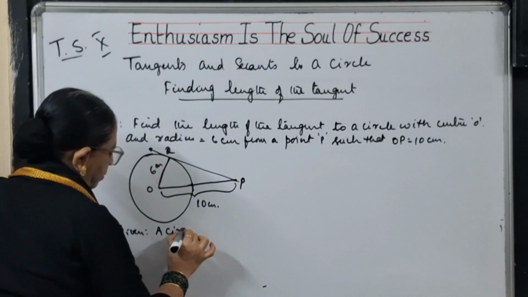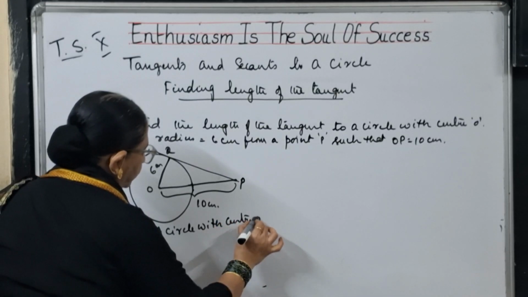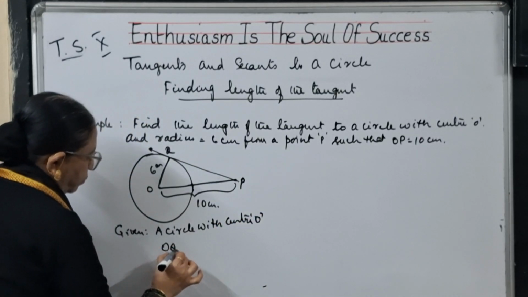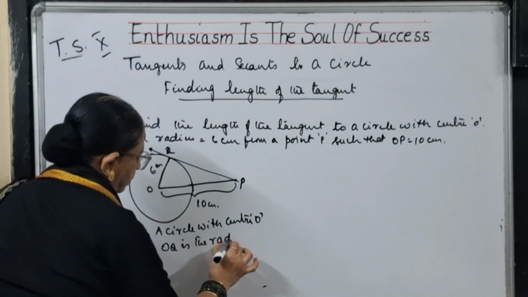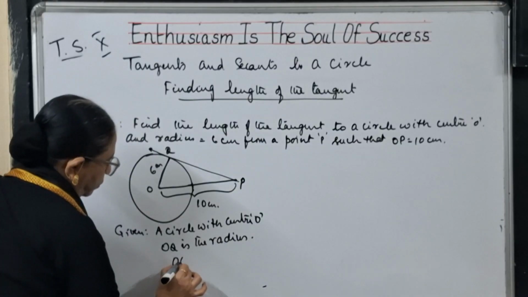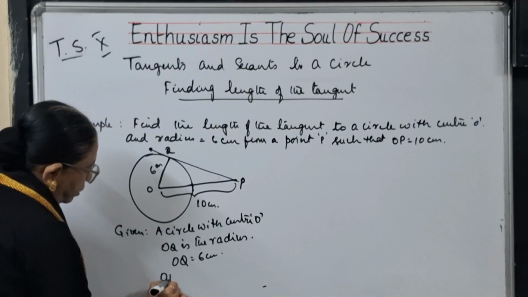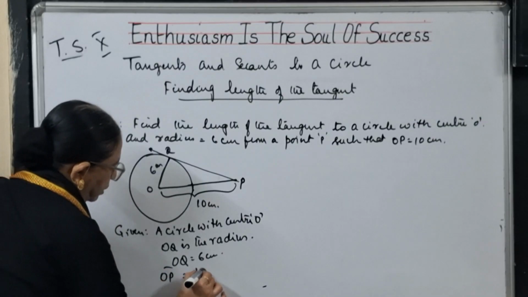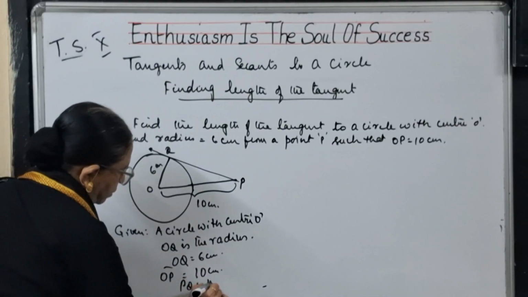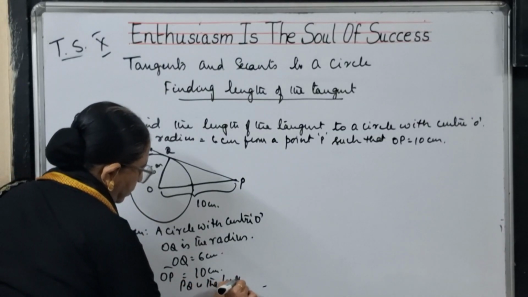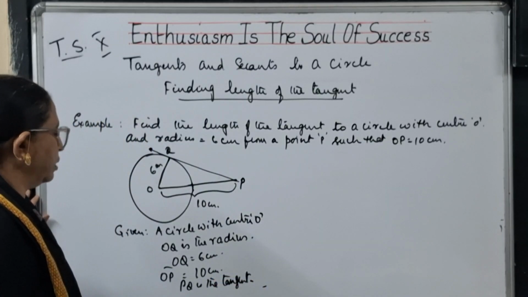So what you have got here is given a circle with center O. OQ is the radius and OQ is equal to 6 centimeters and OP is equal to 10 centimeters and PQ is the tangent. Now we need to find out what is the measure of PQ.